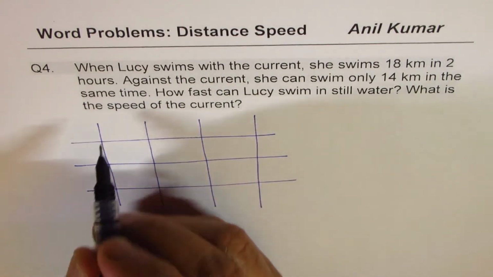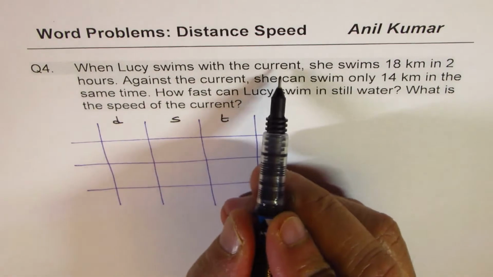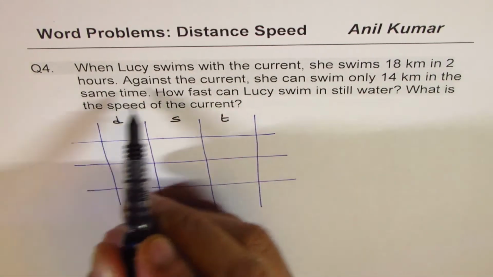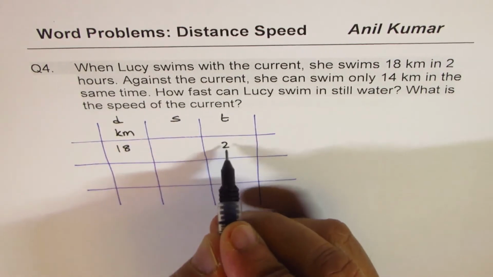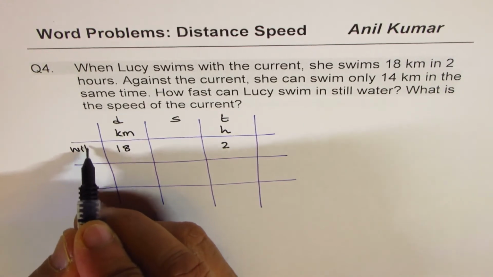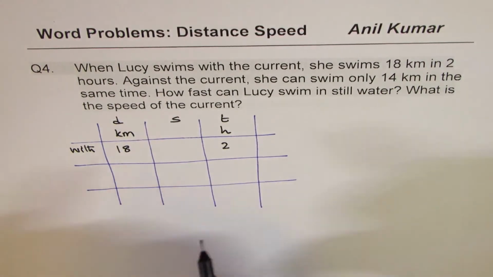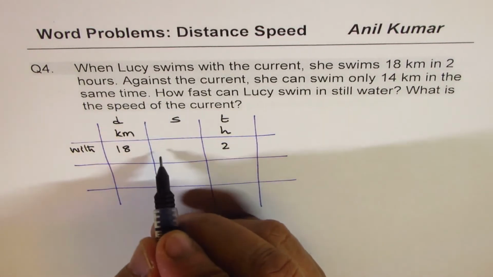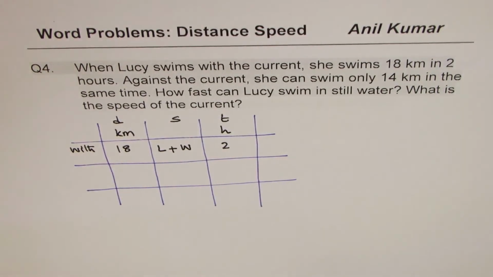Okay, so we'll write distance, speed, time. Lucy swims with current. She swims 18 kilometers in 2 hours. So distance is 18 kilometers in 2 hours with current. So when you go with it, you add them up, right? So we say Lucy's speed plus water speed. It adds up.